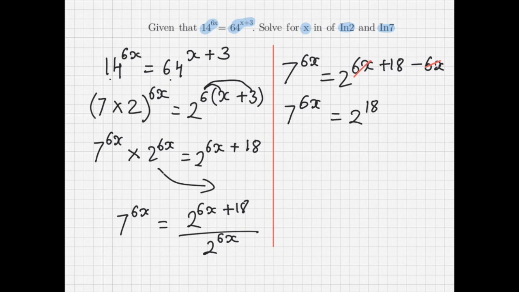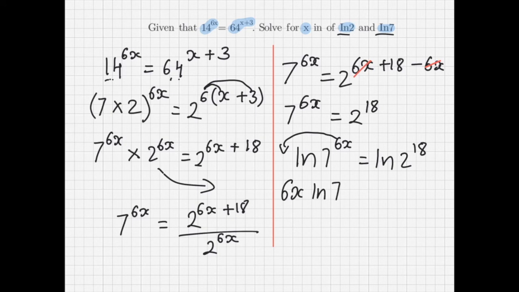Now let's apply ln to both sides. So now you see that applying ln was actually helpful because we want to find in terms of ln2 and ln7, and that's why we had to split 14 and 64 into 7 and 2. Now we know the log rule says that when there's an exponent, we can bring this in front. So 6x ln 7 equal to 18 ln 2.